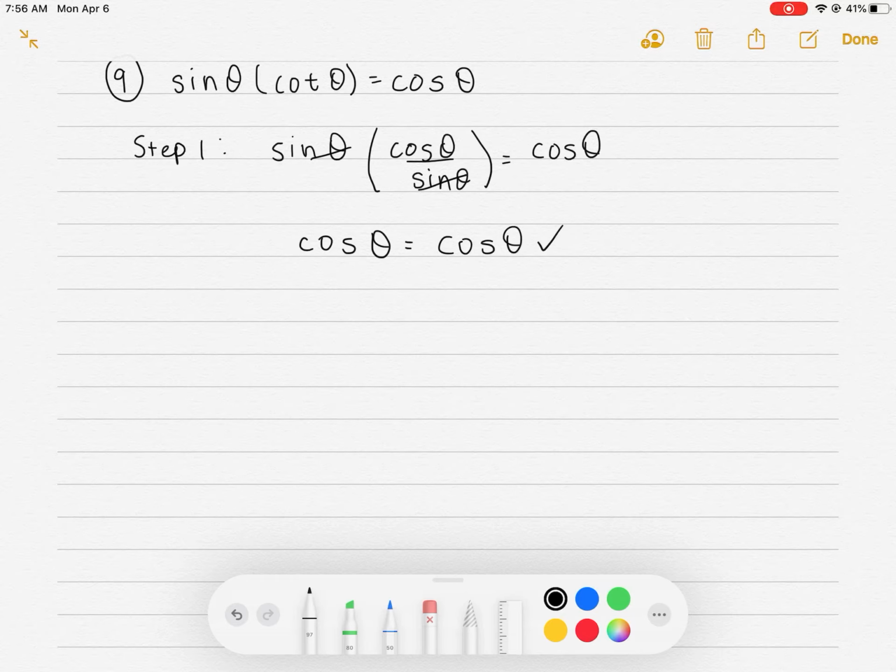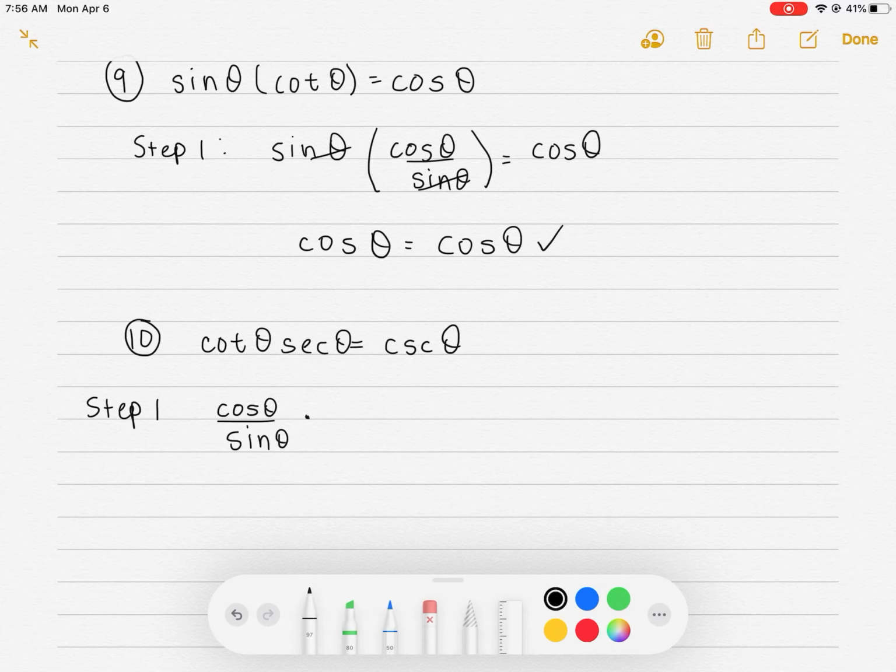Okay, so let's look at another product one here. 56 in your book, we have cotangent of theta times secant of theta is equal to cosecant of theta. Okay, so the first thing you would want to do, step 1, is rewrite everything in terms of sine and cosine. So you have cosine of theta over sine of theta. And I would give you 2 separate boxes for this, times 1 over the cosine of theta is equal to cosecant of theta.